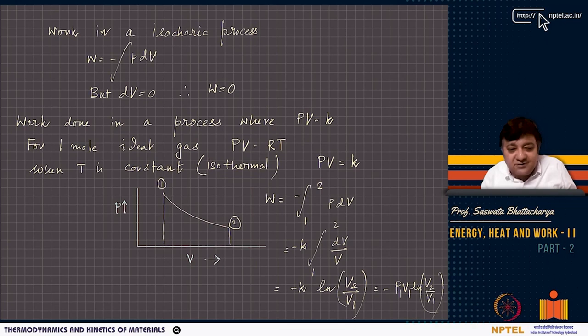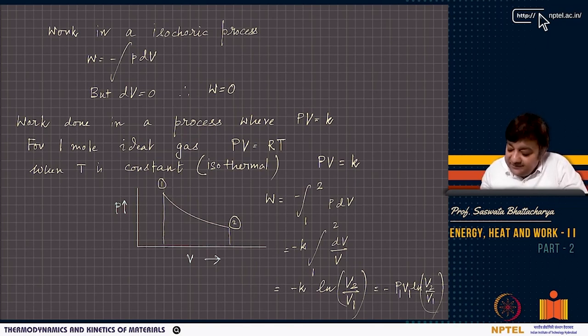Now, if we are thinking of an isothermal process, and we are looking at, for example, 1 mole of an ideal gas, then PV equals nRT becomes just PV equals RT. T is constant, which is an isothermal condition. Now I am integrating from 1 to 2, and using W equals minus the integral from 1 to 2 of P dV, where PV is constant. So we can say PV equals K.